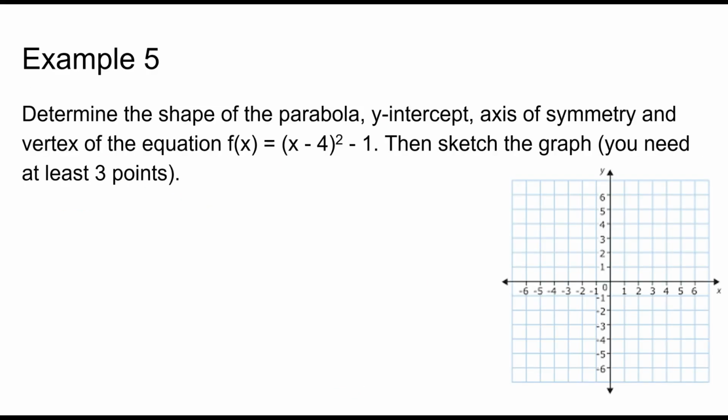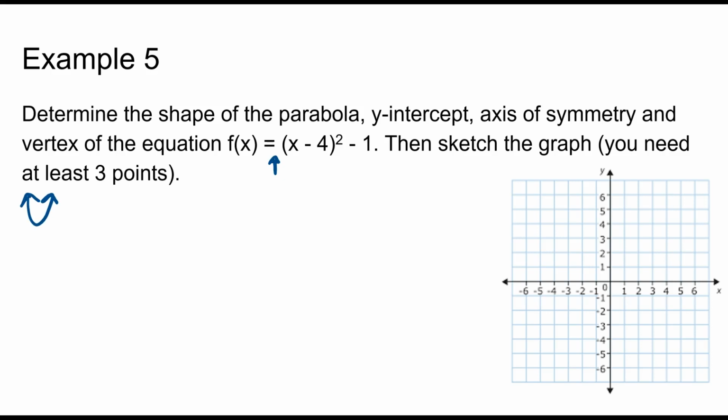So let's go ahead and give this a try. Determine the shape of the parabola, the y-intercept, the axis of symmetry, and the vertex of this equation. Then sketch the graph. Remember that we need at least 3 points. So we'll start with the shape. There is no number out front, so that's a +1.